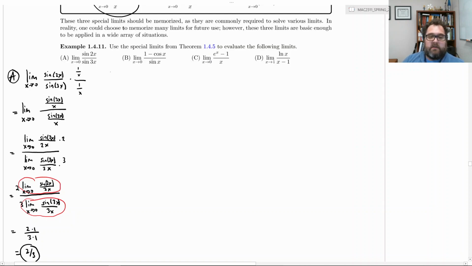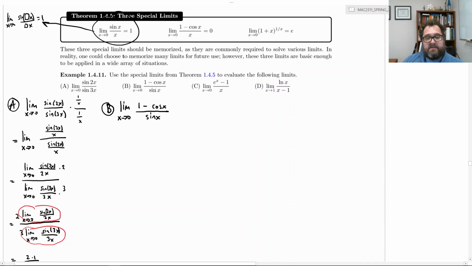Example B. You know what? I think example B requires the same basic tool. So we have the limit as x approaches 0 of 1 minus cosine x over sine x. Now, remember, what are we working with? We're working with our typical properties of limits, and then we have these 3 special limits now. I think we're probably going to end up using both of the first 2, I believe.